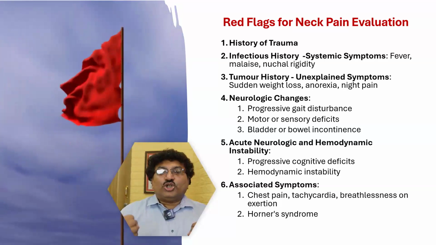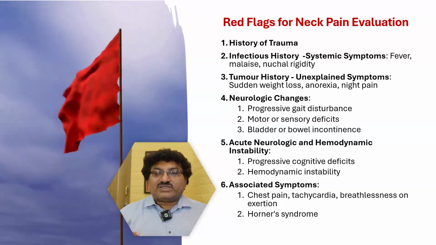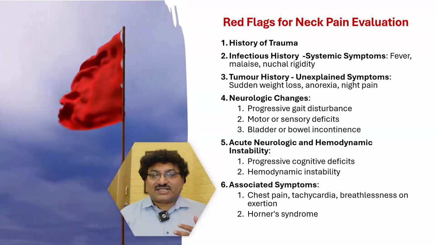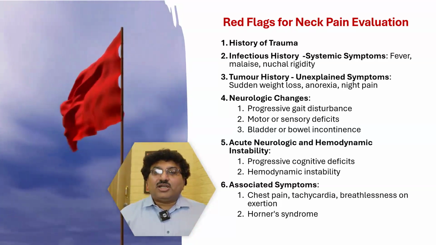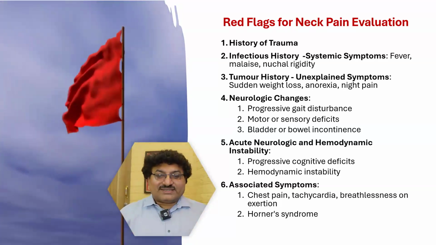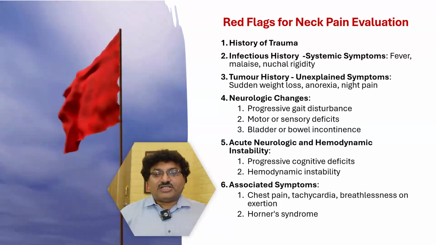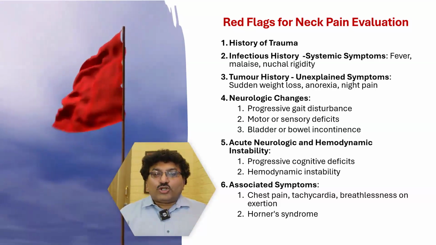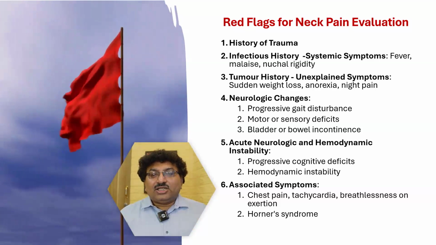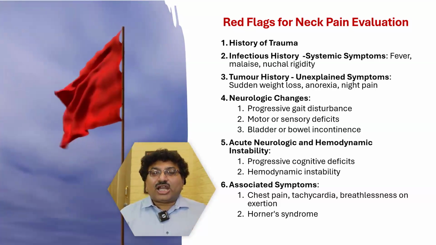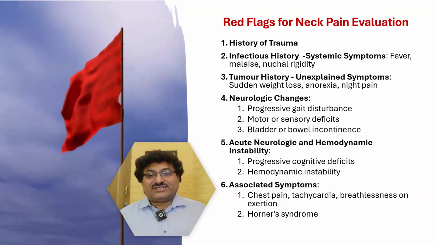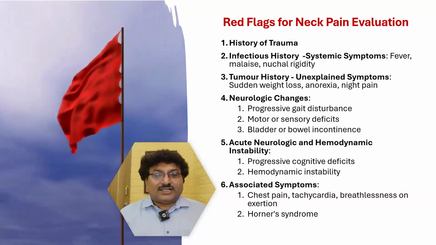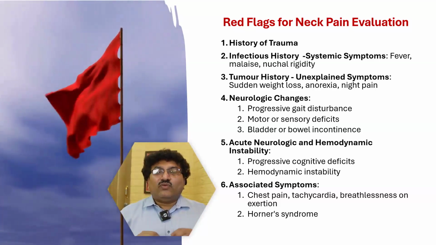Patients with progressive neurodeficit. It could be a progressive gait disturbance, progressive motor weakness, or sensory disturbance or deficit, and patients with bladder or bowel incontinence. So whether it is sensory, motor, or autonomic, all these patients should be immediately evaluated and treated accordingly. Patients with acute neurologic or hemodynamic instability, like progressive cognitive deficit, hemodynamic instability, associated symptoms like chest pain, tachycardia, breathlessness, and patients with Horner syndrome. So these are the conditions that are the red flags, and here we cannot wait.